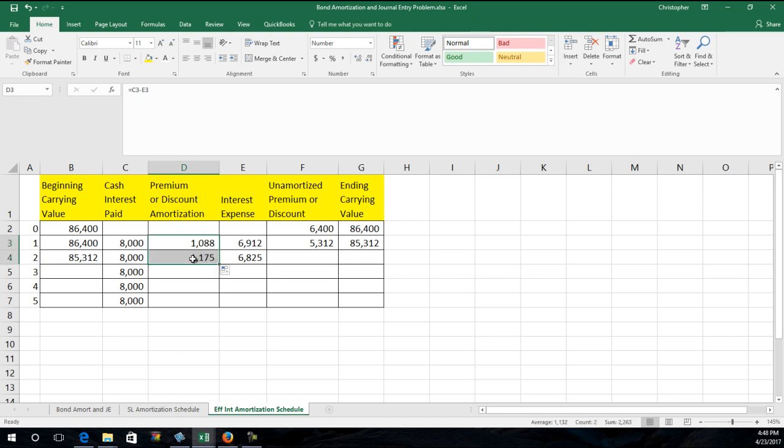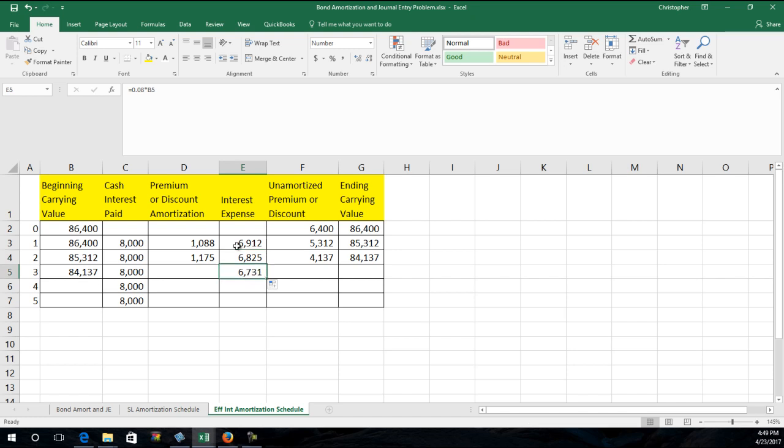And the difference is 1,175 now. Now we only have 4,137 left for the unamortized premium. We started with 5,312, took away 1,175, and now we're down to 84,137. So again, now for interest expense, we multiply the 84,000 by 8%, and we get 6,731.